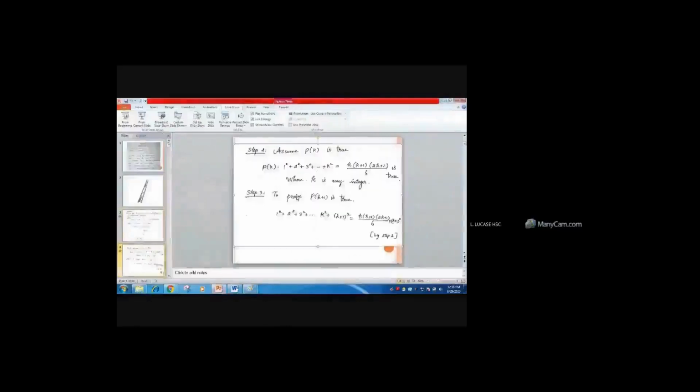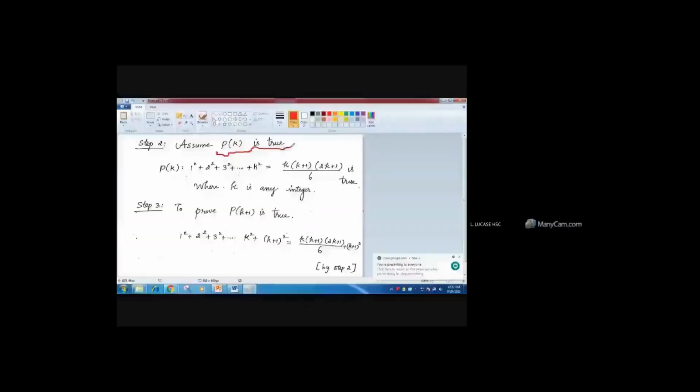Okay, dear students. Come to the second step. We are going to assume P of k is true. Let us take P of k to denote the given statement. That is 1 square plus 2 square plus 3 square plus etc. plus k square, that's equal to, instead of n, we are having k. So n into n plus 1 into 2n plus 1. Therefore, here we have k into k plus 1 into 2k plus 1 divided by 6, where k is an integer. Okay, this is step 2.